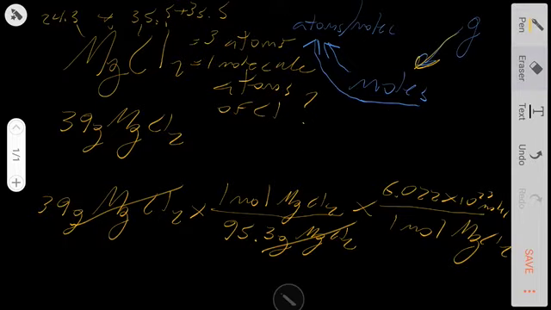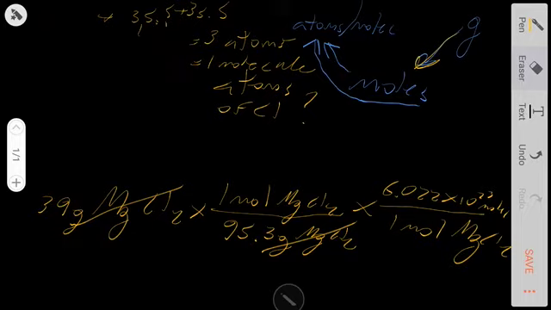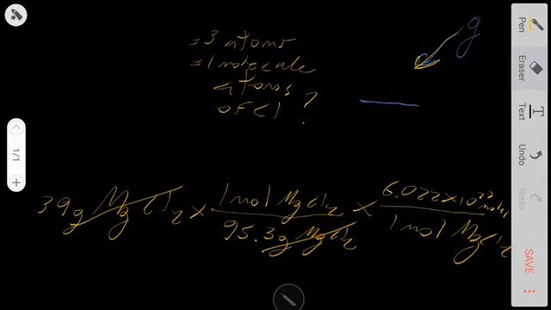I need some space to write, so I'm going to erase some of this beautiful stuff. But at this point, you should have it all written down. I'm going to leave this actually for now, because that's important stuff. So 39 times 1 times 6.022 times 10 to the 23. You're going to multiply across on top. All that divided by 95.3.